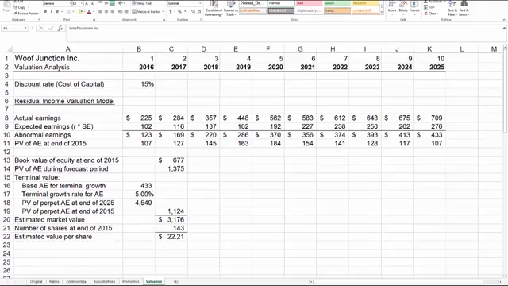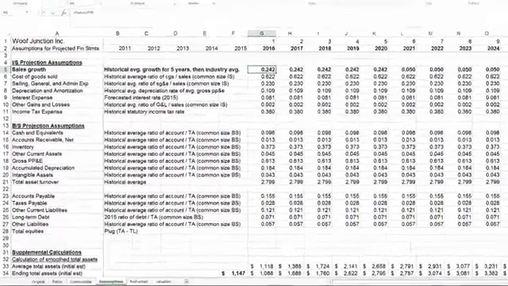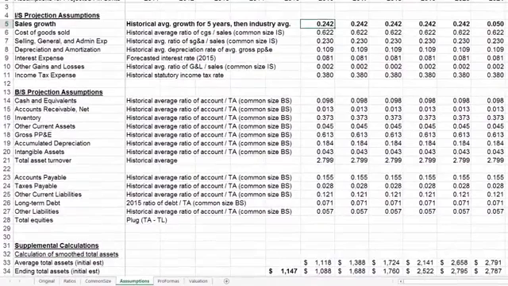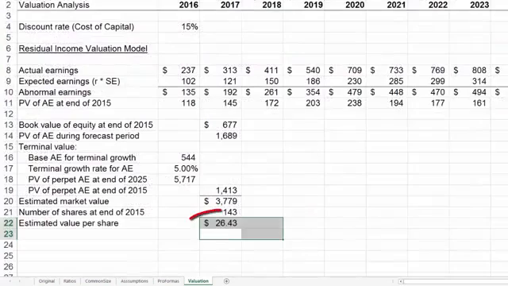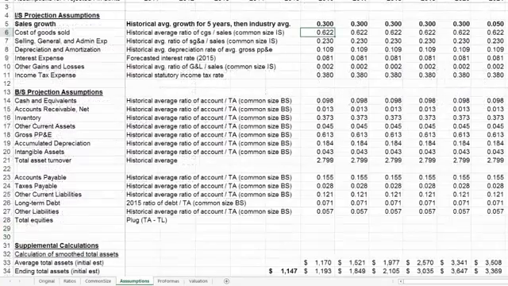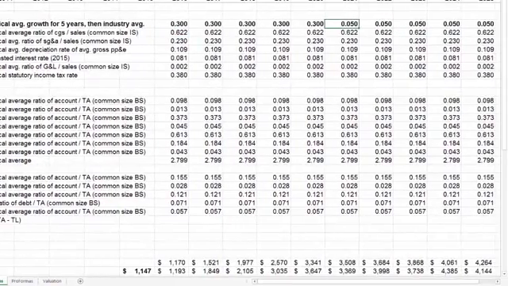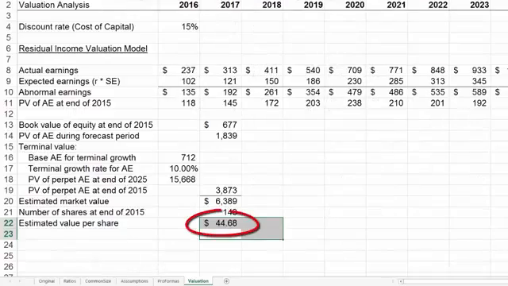So go back to the Assumptions tab. We had forecasted historical average sales growth of 24%, but sales growth in their last year was 30%. So why don't we change this to 30%? Let's see what happens to the price. $26. Uh-oh. Well, maybe instead of 5% growth beyond that, they're still going to have 10% growth going on to perpetuity. Let's see what that does.